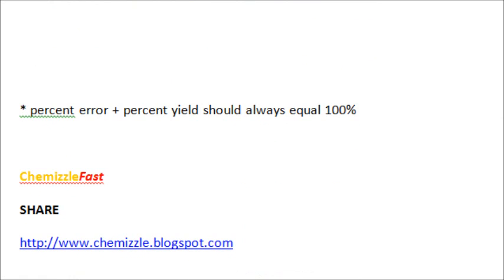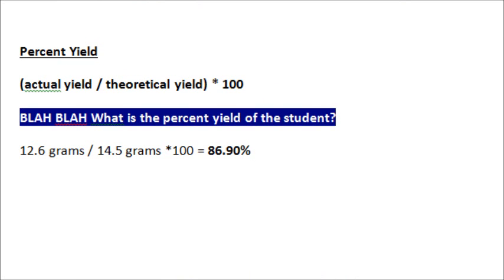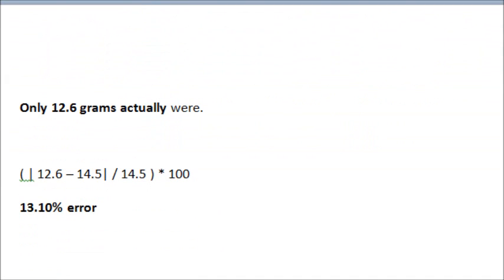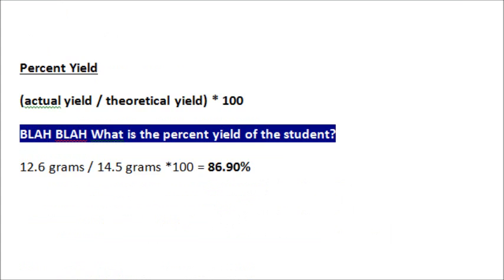And side note, percent error plus percent yield should always equal 100% or something went wrong. If they don't add up to 100, something didn't happen right. So let's just make sure we did this right. Percent yield, 86.9%, plus 13.1%. Those do, in fact, equal 100, so we're all good.